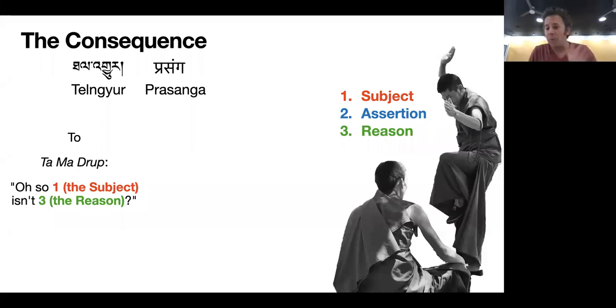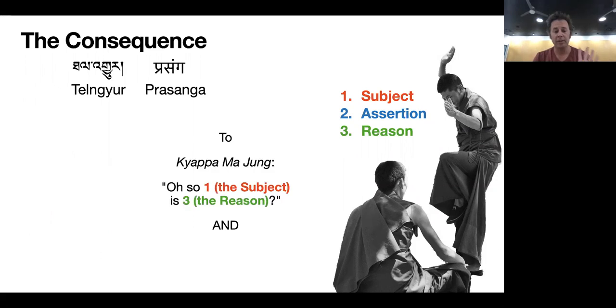That's it, okay? That's it. You give the prasanga. When they say Tamadrup, when Jane says, computers aren't made of sour cream, okay, you say, oh, computers aren't made of sour cream, right? And she says, duh, right? It's treated like an assertion. That's perfect, okay? So, Kyabamajung, you're gonna have 2 for Kyabamajung, okay?